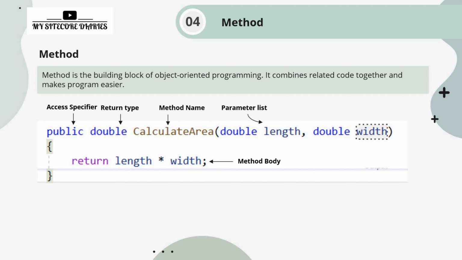And how will you call this method? Before that, the parameter list can be of three types. You can have a value type, or you can pass it as a reference type. The difference between value type and reference type, we have already covered in one video. You can have a look at that. It must be in the same playlist.